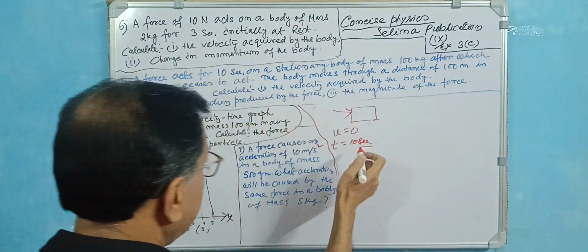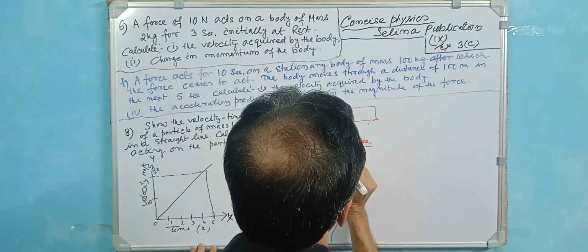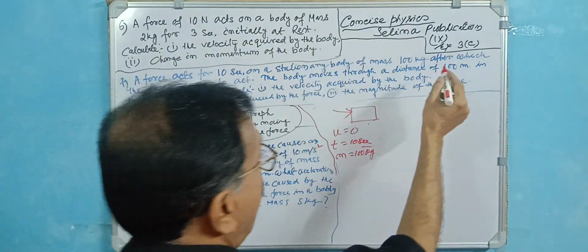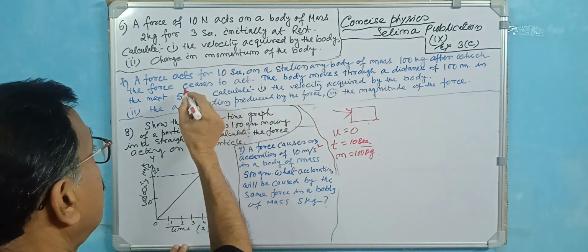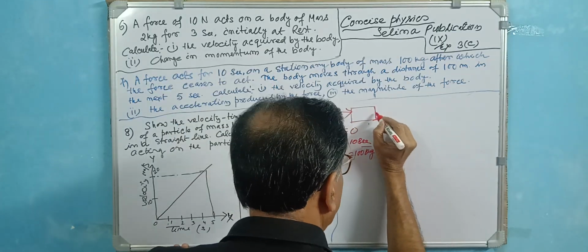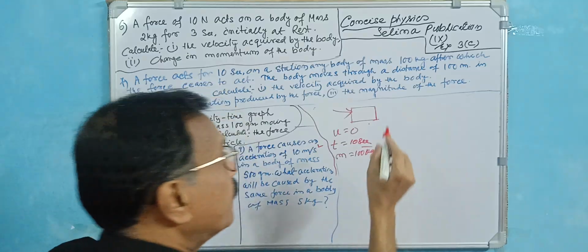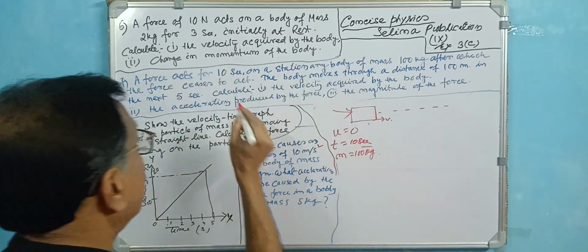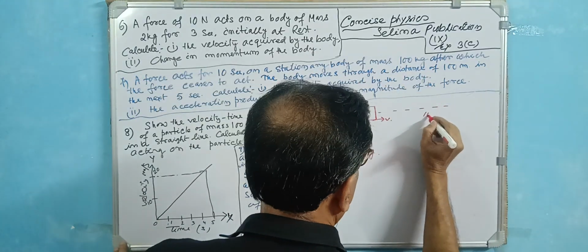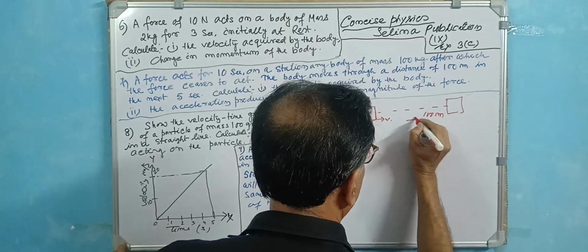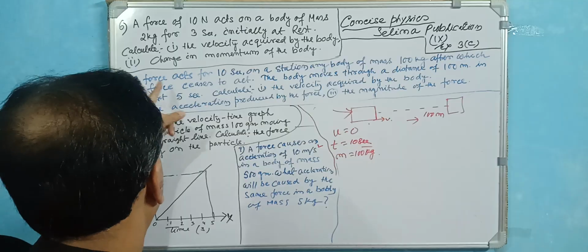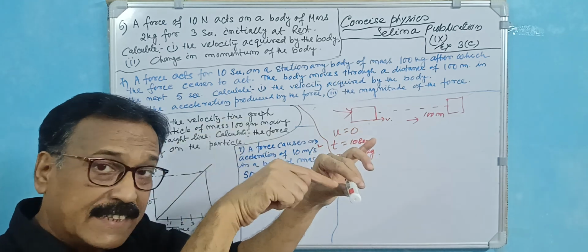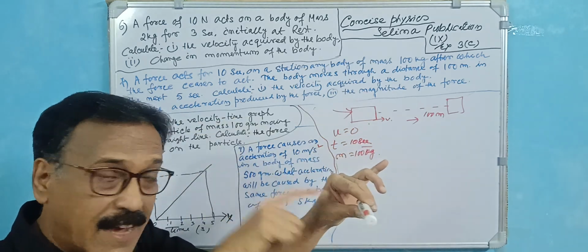A force acts for 10 seconds on a stationary body of mass 100 kg. Step by step, after which the force ceases to act. The force is withdrawn, then the body has acquired a certain velocity and moves. The body moves through a distance of 100 meters. The force is applied for 10 seconds, so acceleration is developed here.